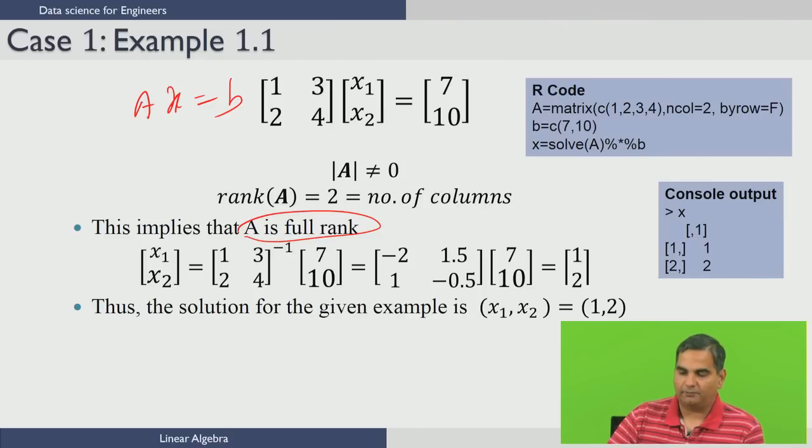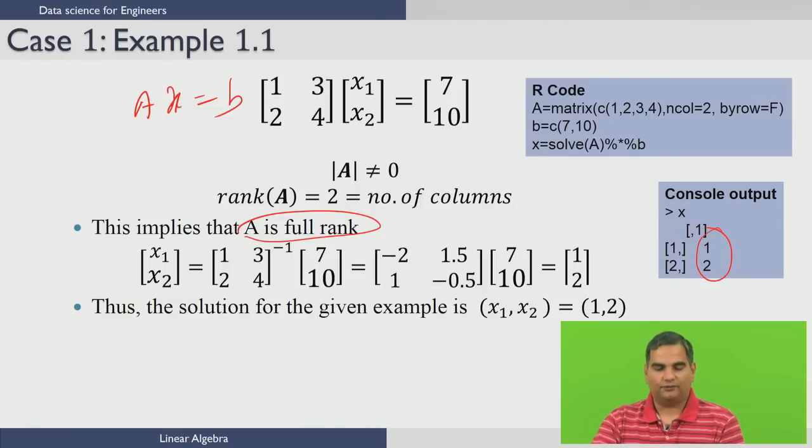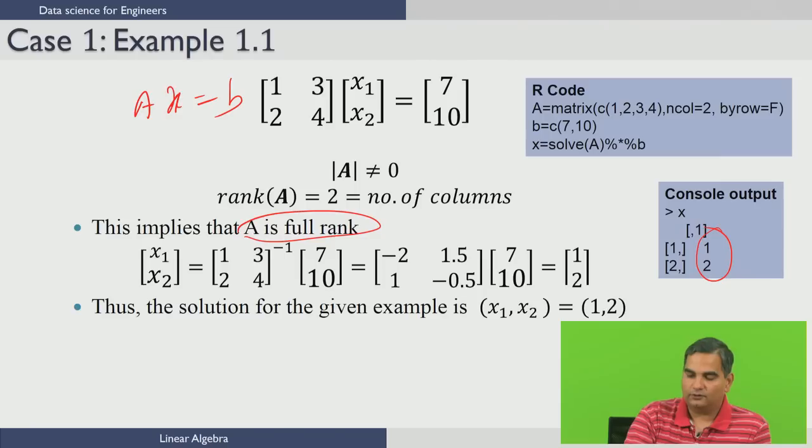Now, if you want to write R code for this, it is very simple. You write A matrix, put the numbers in c and then define the number of columns. You define what b is and then simply use the command solve for x to get the solution, and as you notice here, the solution is 1, 2. So, this is a case of full rank where I get a unique solution. The important thing to note here is no other solution will be able to satisfy these two equations.